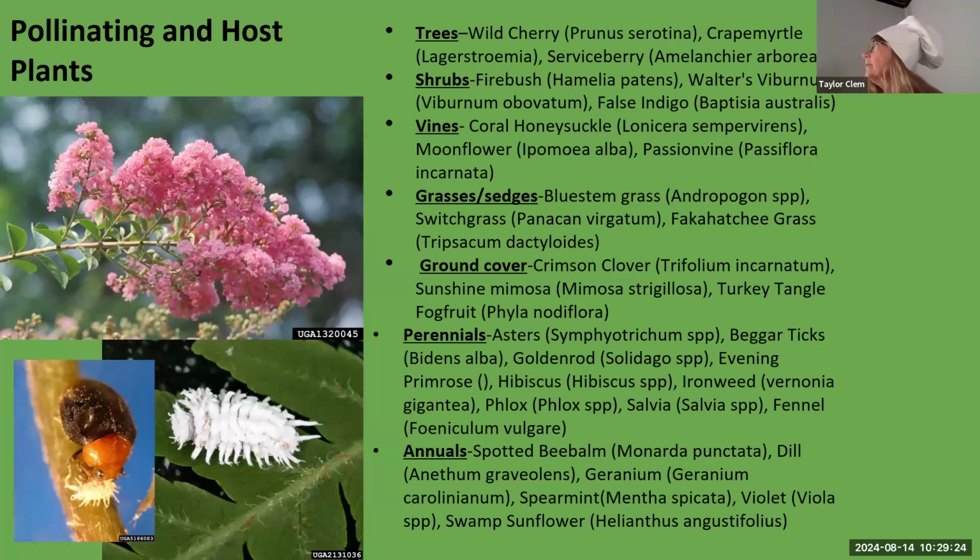Some pollinating and host plants that you can have. I have a variety here of trees, shrubs, vines, grasses, ground cover, perennials, and annuals. Put all of them in. The more variety you have, the more variety of insects you're going to have with you. This is a crepe myrtle off to the side, and crepe myrtle sometimes will get aphids, mealybugs, and such.